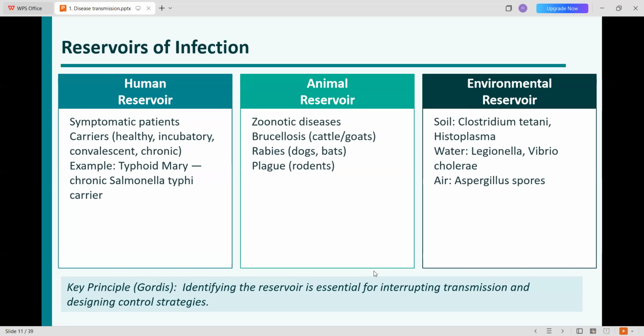Plague in rodents. Environmental reservoir includes soil, which contains Clostridium tetani and Histoplasma, water, which contains Legionella and Vibrio cholerae, and in air, Aspergillus spores. So the key principle is that identifying the reservoir is essential for interrupting disease transmission and designing control strategies.